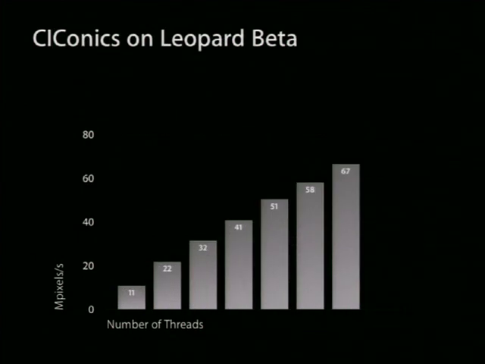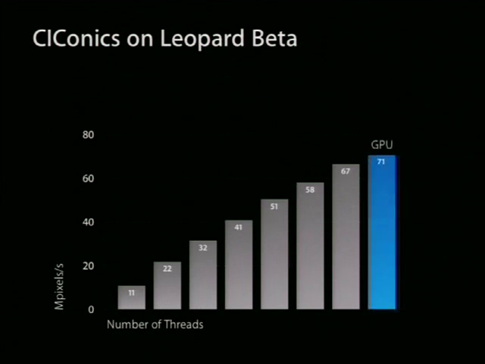Now, see, Iconics, this is a really computation-intensive filter, more computationally bound. We compare that with the graphics card. It's still faster, but not as much. So your mileage varies a little bit depending on which filters you use and how you actually combine them.